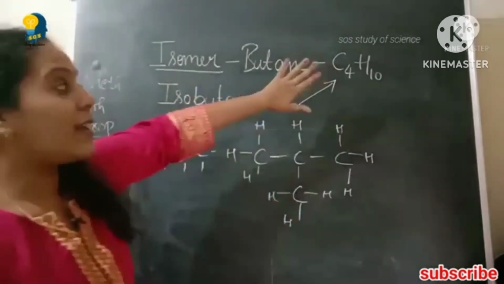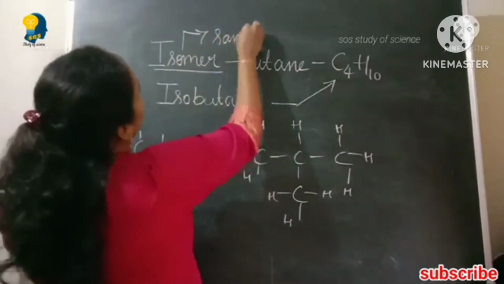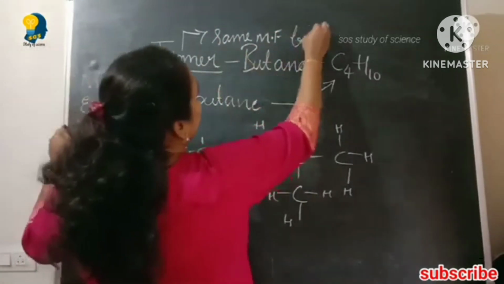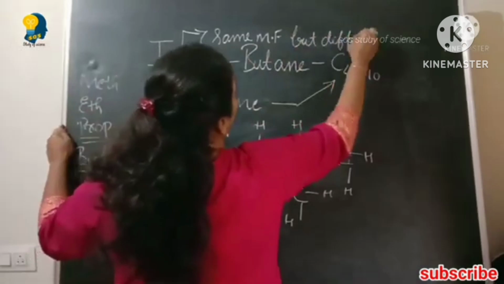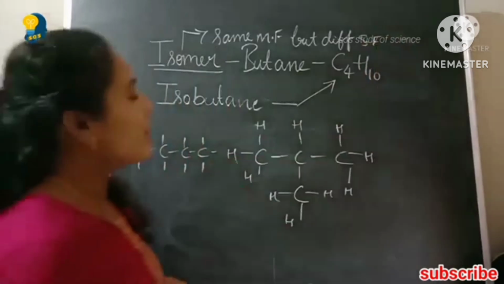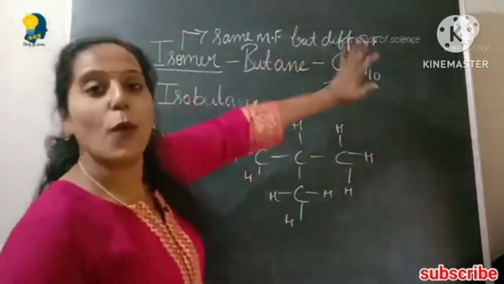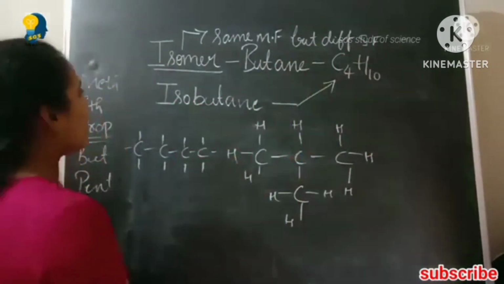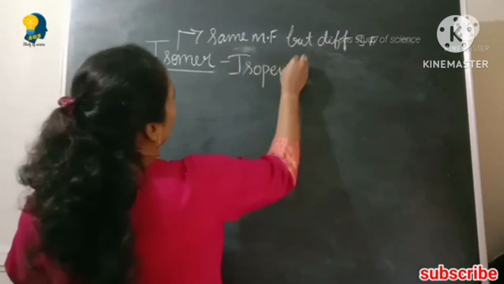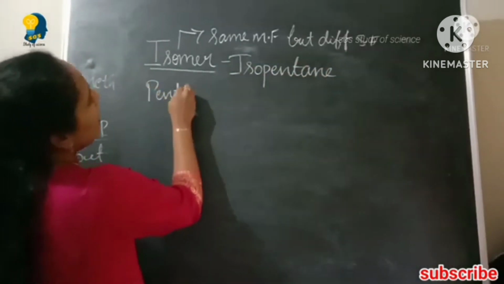I hope you have understood what an isomer is. Isomers are nothing but having the same molecular formula but different structural formula. In shortest form, same molecular formula, different structural formula, we call them isomers. The first member of isomer is butane, isobutane. One more thing I'll teach you under isomer is isopentane. What is the formula for pentane? Pentane, isopentane.